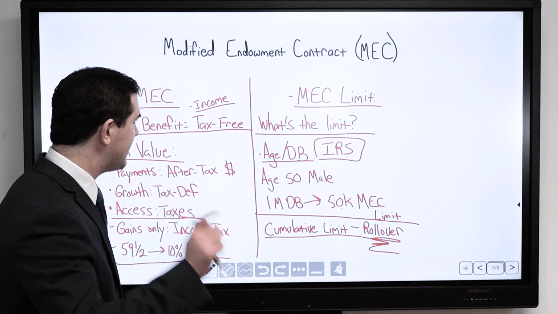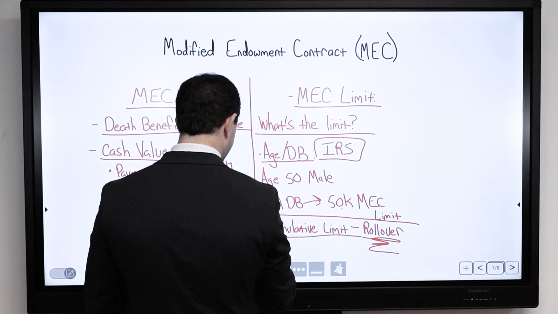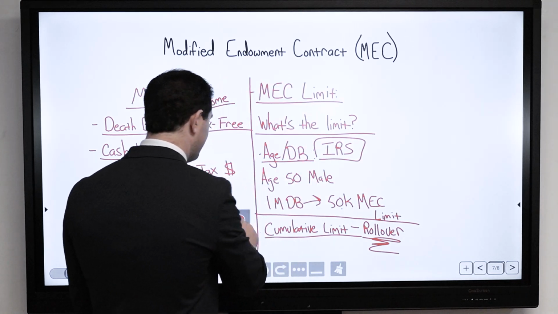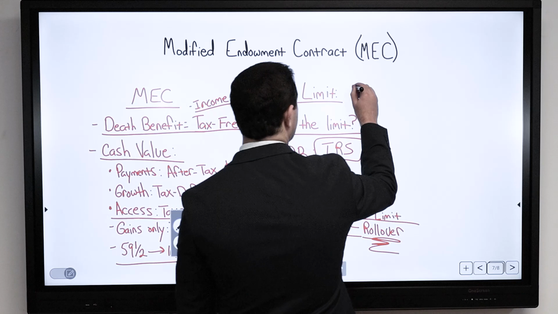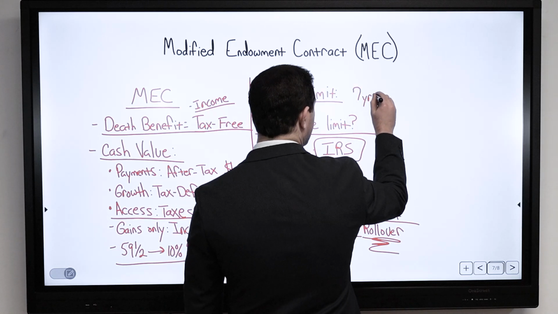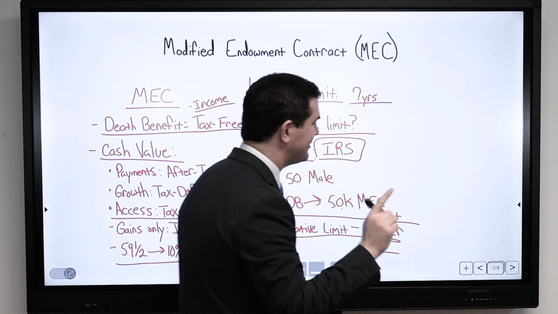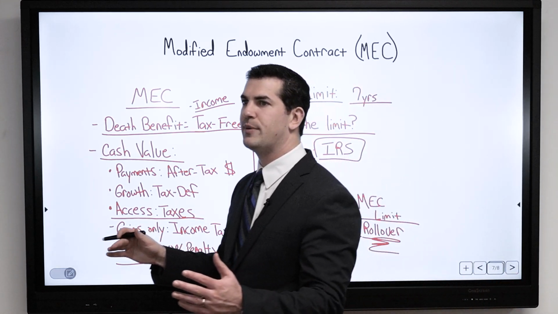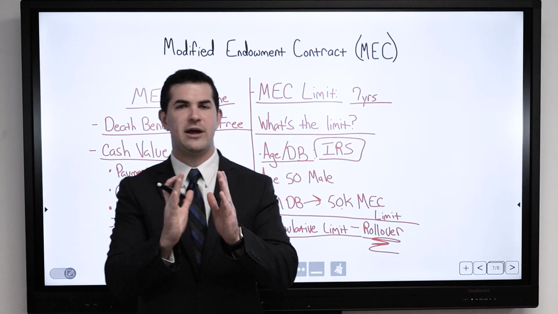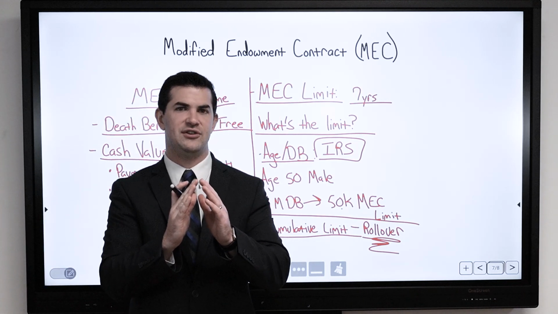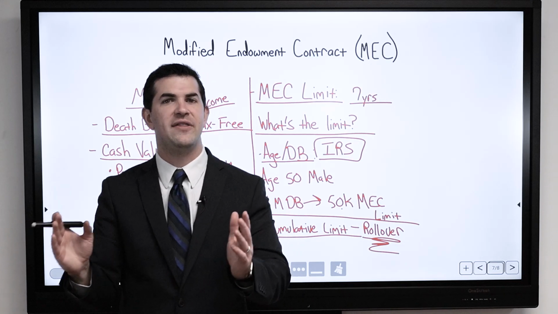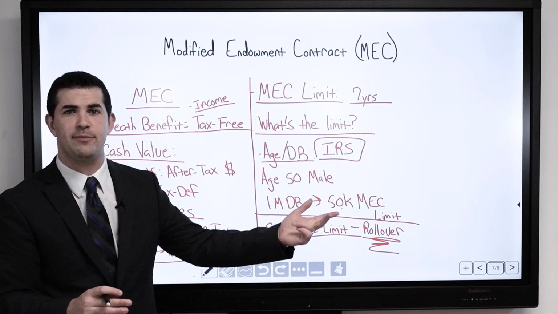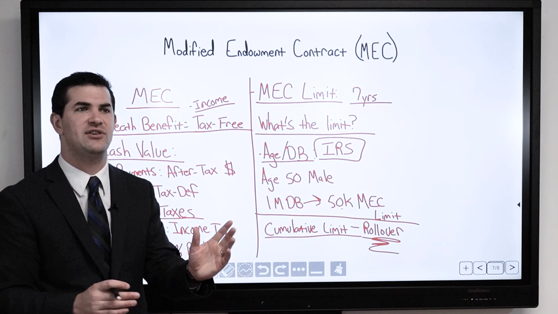The one thing that needs to be added here is when we start a policy, wherever I set my MEC limit, that's it. That's what it is for the first 7 years. Another name for the MEC test is the 7-pay premium test, meaning it's really the first 7 years of a life insurance policy where, again, the vice grips from the IRS are very, very tight on life insurance policies. After the first 7 years, that MEC limit will reset, guess based off what? Age, death benefit, also how much cash value I have in the policy at that time.